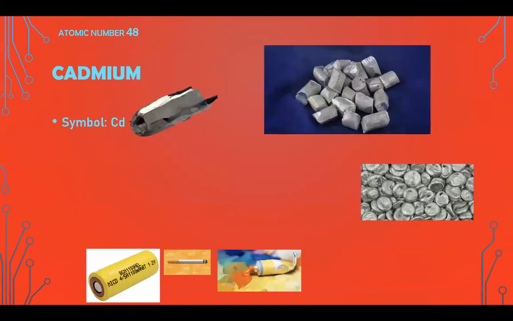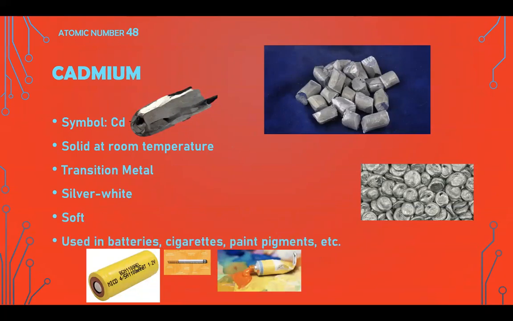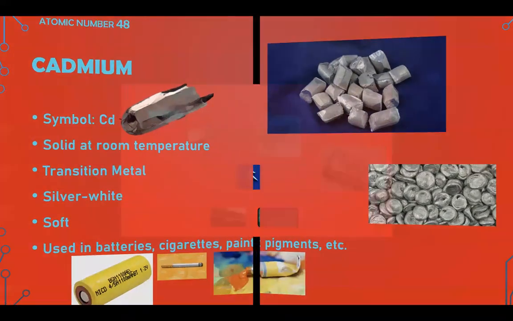Cadmium. Cadmium's symbol is Cd. It is a solid at room temperature. Again, it's a transition metal, of course. It's silvery white. It's soft. And cadmium is used in some batteries. It's used in cigarettes, which makes cigarettes very toxic. It's used in some paint pigments as well and other things.